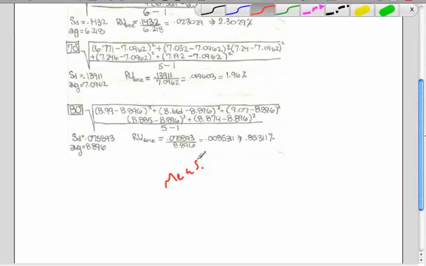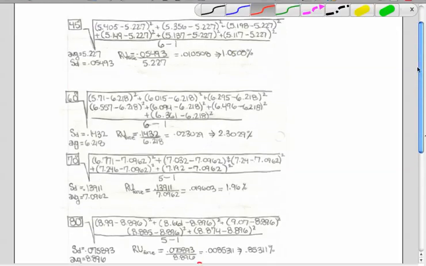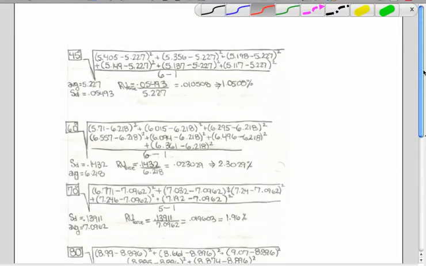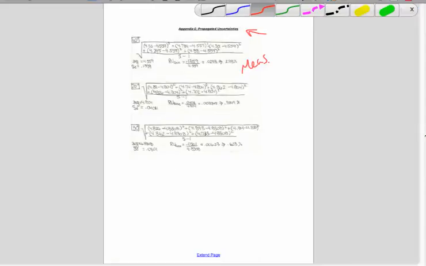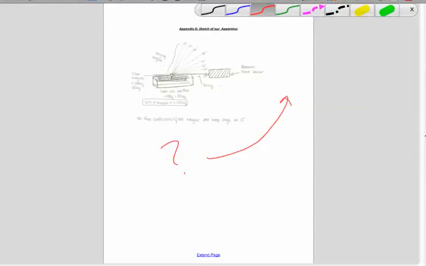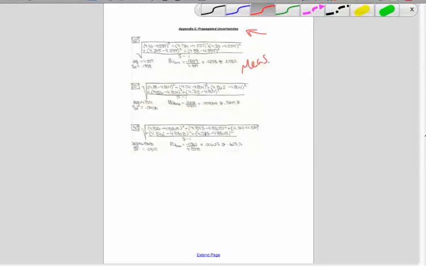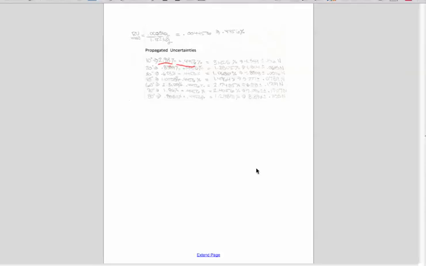Okay, so again, I can't tell if these are measured uncertainties. Yeah, those are measured uncertainties in your forces. Okay, sorry, it's not clear from anything you've done here what these things refer to.